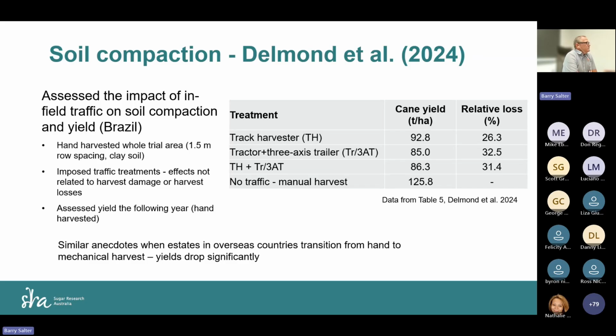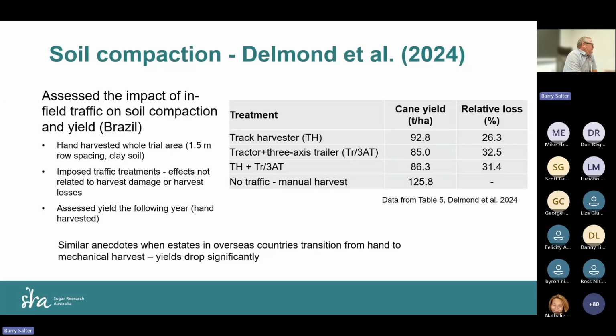What they did was they had a 1.5 metre single row harvesting system. It happened to be a clay soil. They went into that trial and hand harvested the whole thing, and then imposed the different traffic treatments. One was a track harvester on its own. Another was a tractor with a 3-axis trailer, which is essentially a haul out. And then they also had a treatment with both of those in the plots, the harvester and the haul out.